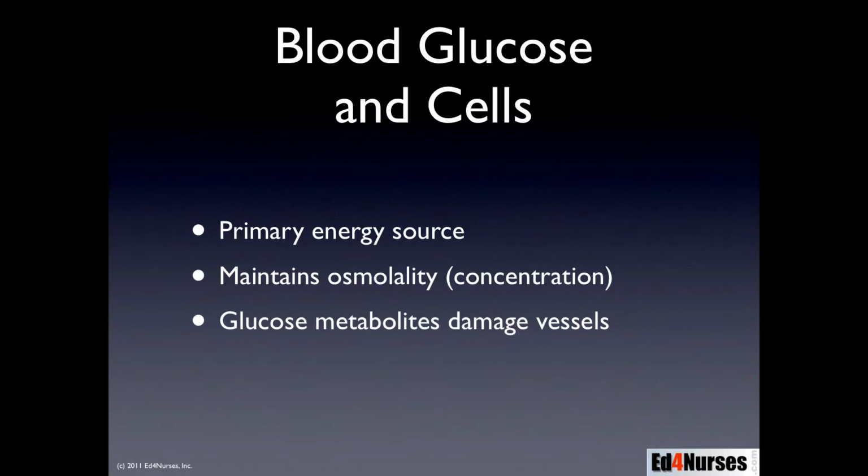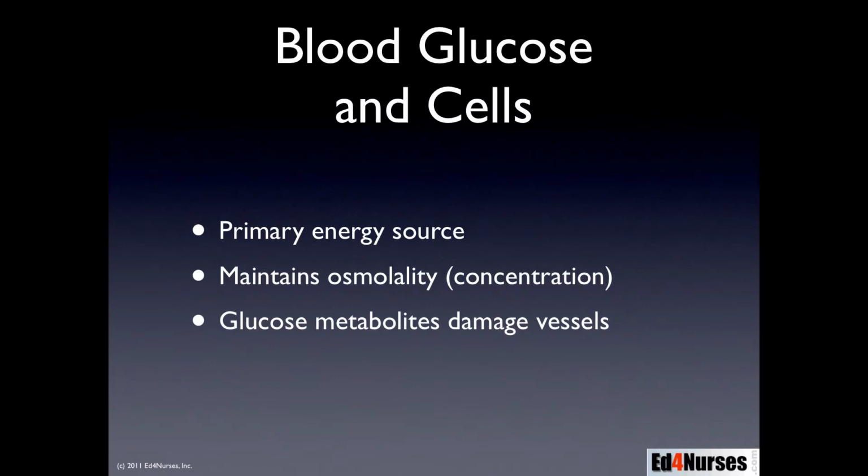Secondly, blood glucose is one of the components that maintains osmolality in the blood. Osmolality, you can also think of as being concentration. Many of us learned about osmolality back in nursing school, and we promptly forgot all about it because we haven't used it since. But we do want to be aware of osmolality, because blood glucose concentrations will change it. It's one of the major contributors to osmolality, or concentration in the blood. So we want to make sure that our blood glucose is in that normal range.